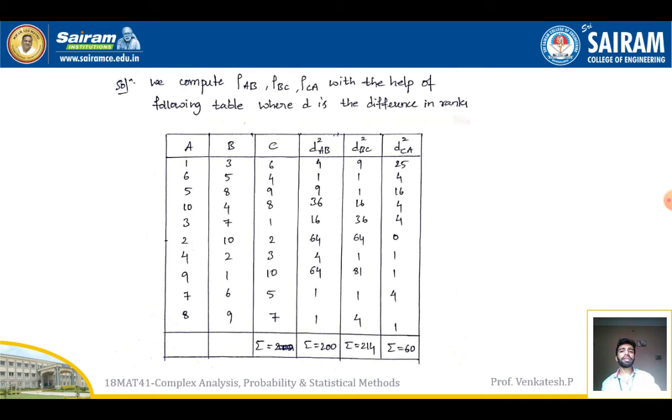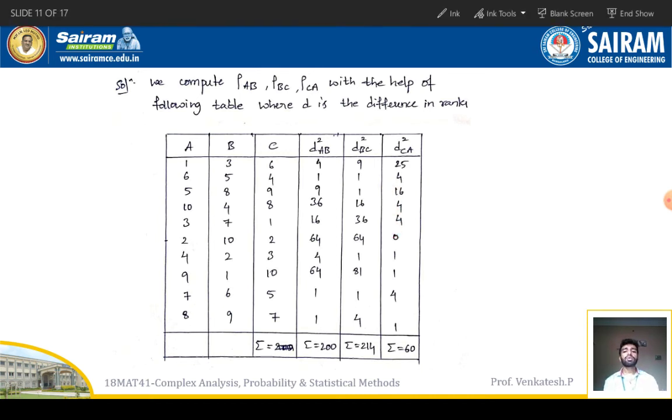So from A to B, the squares of the differences are 4, 1, 9, 36, 16, 64, 4, 64, 1, 1. Between B and C, the squares of the differences will be 9, 1, 1, 16, 36, 64, 1, 81, 1, 4. From the pair CA, the squares of the differences are 25, 4, 16, 4, 4, 0, 1, 1, 4, 1. So now find all the summations.